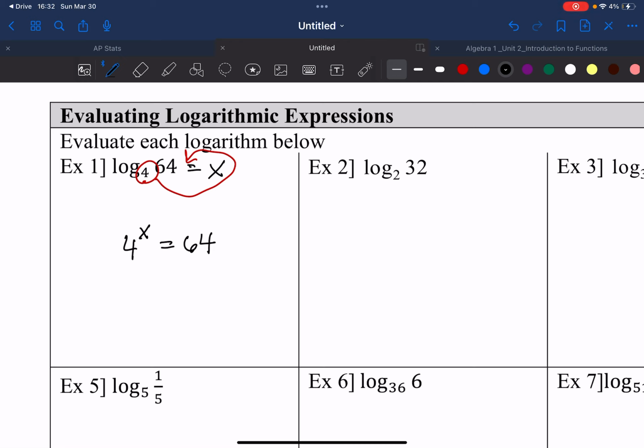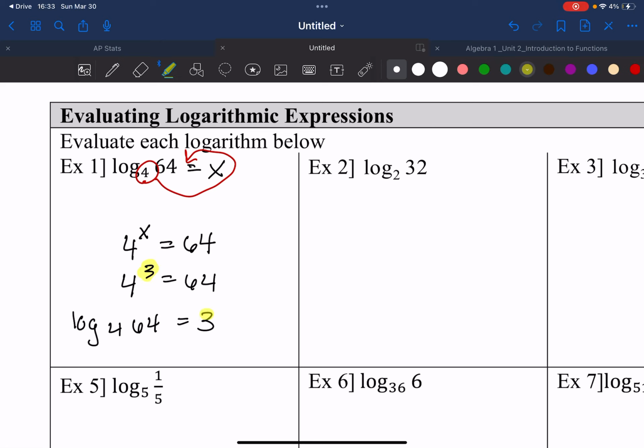And if you don't know it right off the bat, then you would test a few numbers. So we know that 4 squared is 16. Let's try 4 cubed. Yep, 4 cubed is 64. So 4 cubed is 64, which means that log base 4 of 64 is equal to 3. Whatever number that we find for that exponent is the answer to the equation.